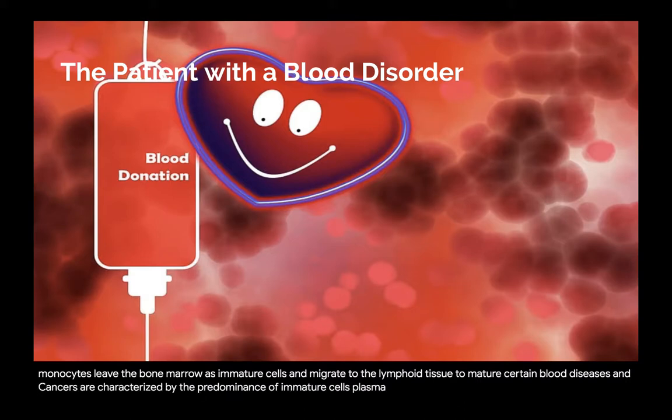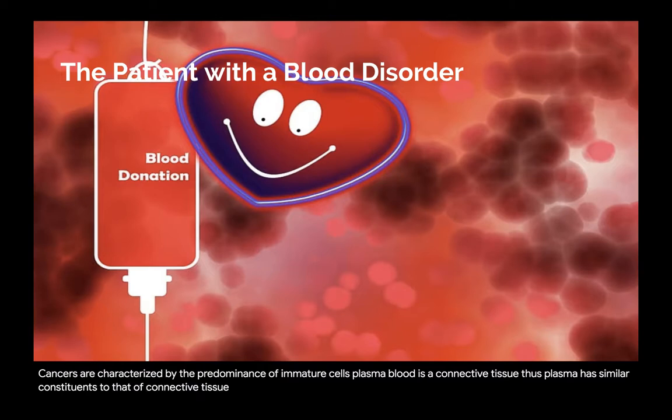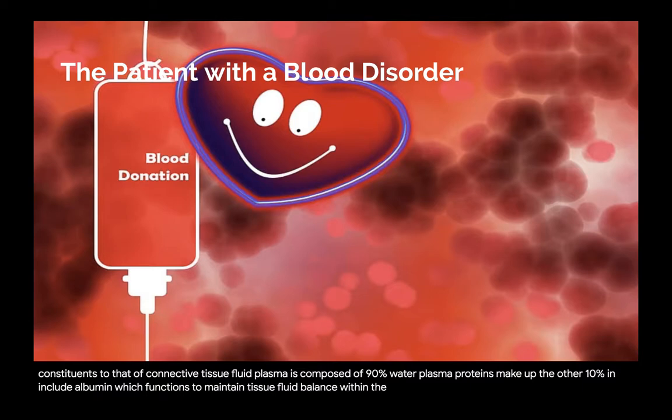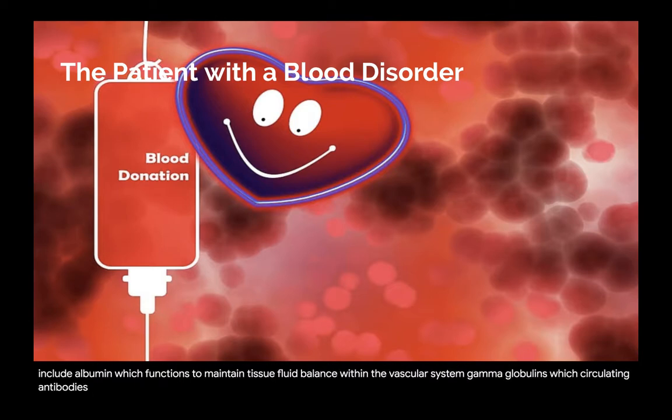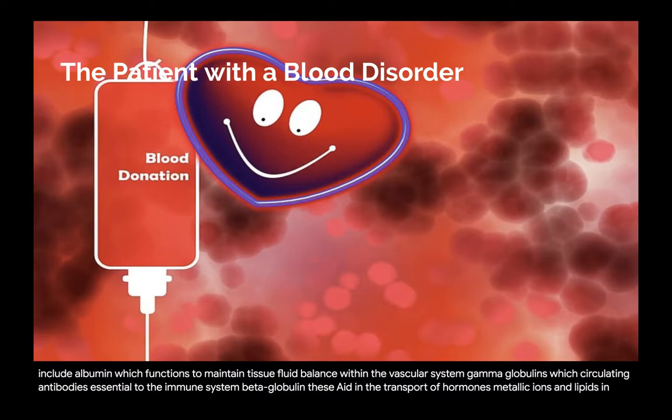Plasma. Blood is a connective tissue, thus plasma has similar constituents to that of connective tissue fluid. Plasma is composed of 90% water. Plasma proteins make up the other 10% and include albumin, which functions to maintain tissue fluid balance within the vascular system; gamma globulins, which are circulating antibodies essential to the immune system; beta globulin, which aids in the transport of hormones, metallic ions, and lipids; and fibrinogen and prothrombin, which are essential for blood clotting.